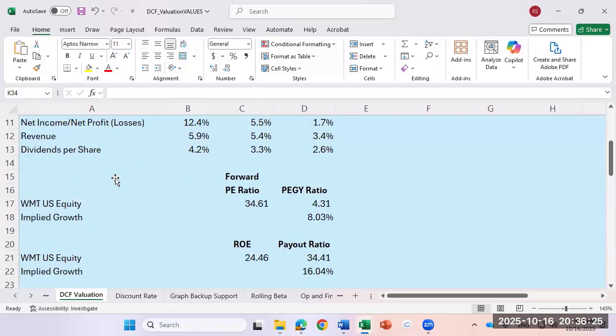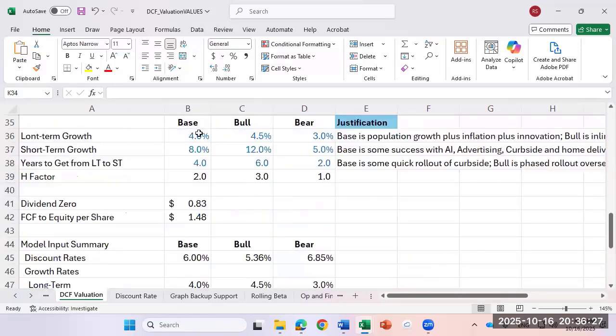So you need some growth rates. What growth rates do you use? Whatever you think is right. I can't tell you what you think Walmart's going to do the next, how many years? 75 years? I don't know. I don't even know if Walmart will be in business in 75 years.